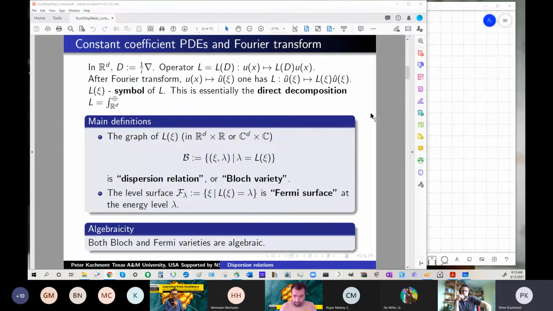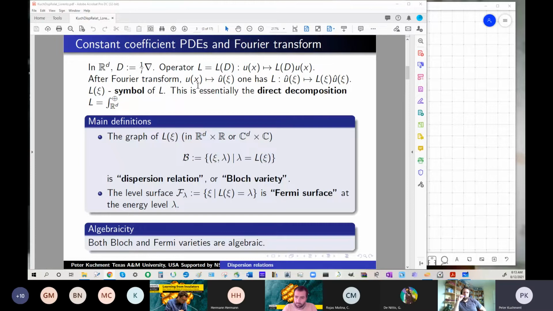I just want the dispersion relation, Bloch variety, and Fermi surface to appear naturally. Let's say we are in d-dimensional space. I will use the usual notations in mathematics. D capital is 1 over i times the gradient. And you have an operator L of D, which is just a polynomial in D. For instance, minus Laplacian would be D squared. And it acts on functions. I will not specify now the classes of functions, it's irrelevant. A function u of x goes to this differential operator applied to it.